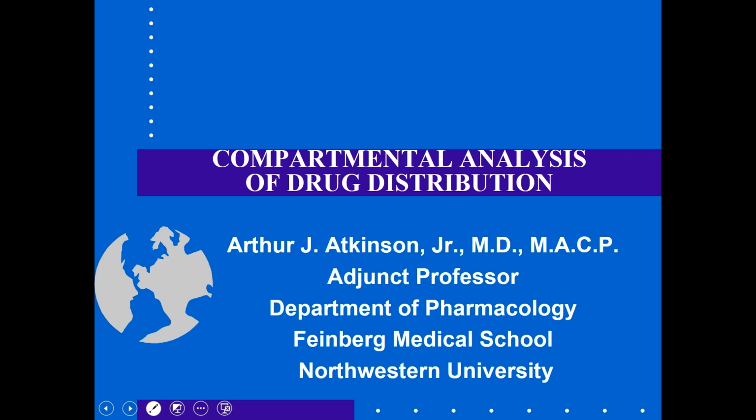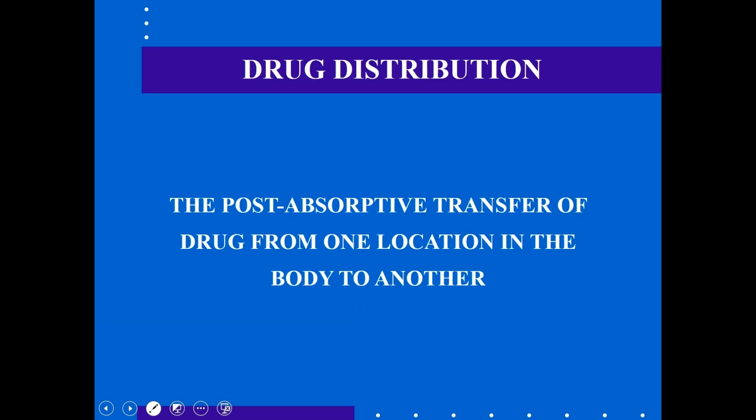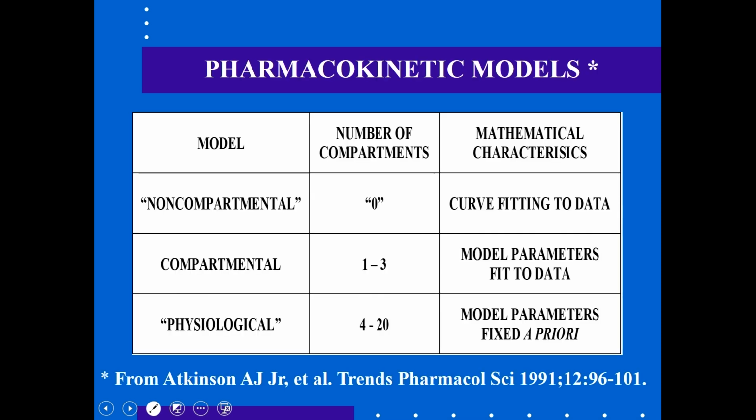My topic today will be the compartmental analysis of drug distribution, and by that I mean the post-absorptive transfer of drug from one location in the body to another. There are a number of ways in which drug distribution is analyzed in pharmacokinetics. The first is a non-compartmental analysis in which curves are fit to the data, and this can be used to calculate parameters like the area under the curve, the clearance, the distribution volume, the Cmax, and the Tmax.